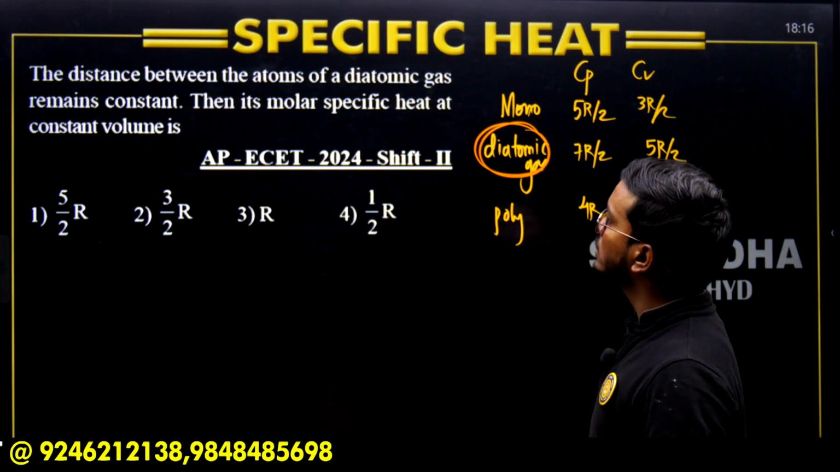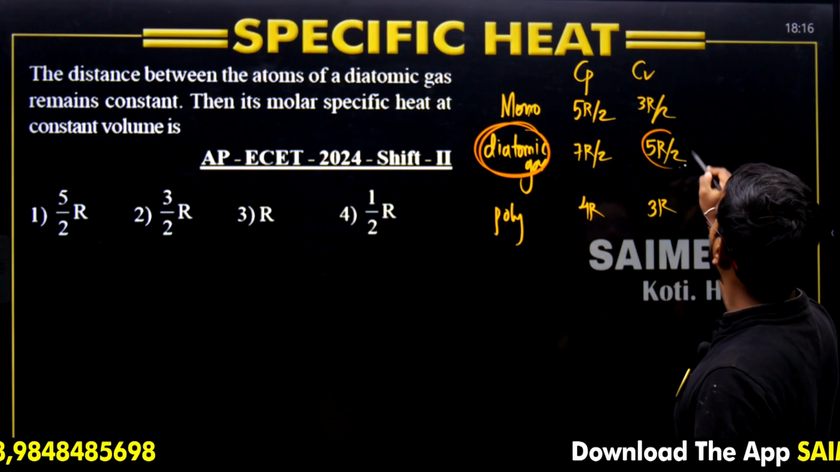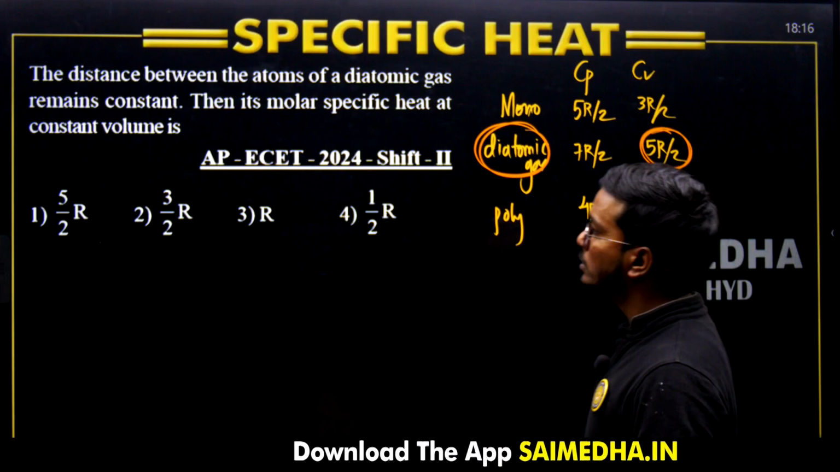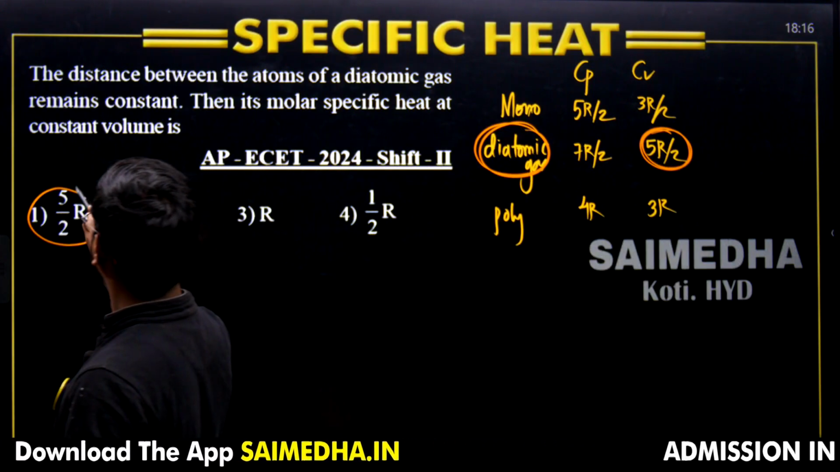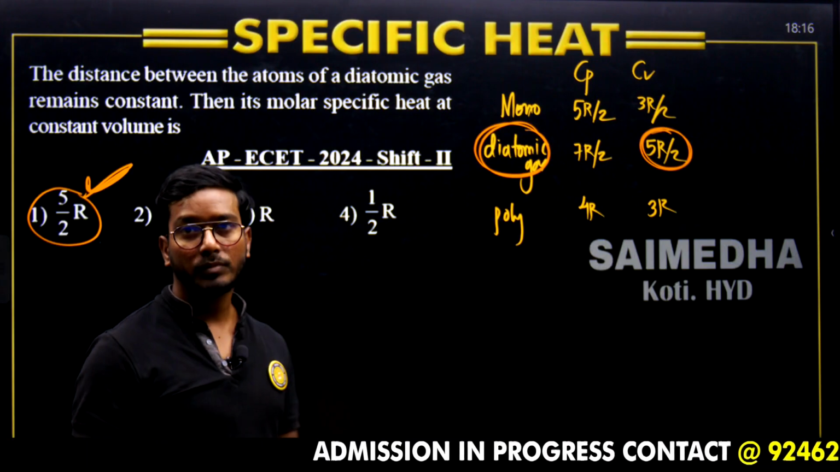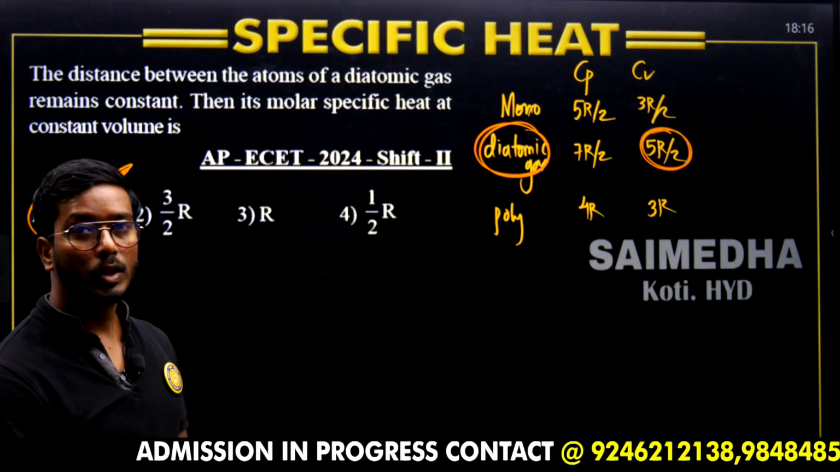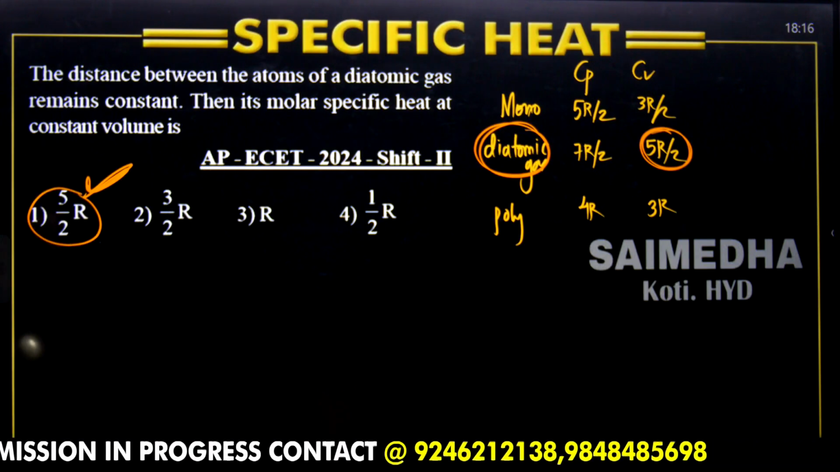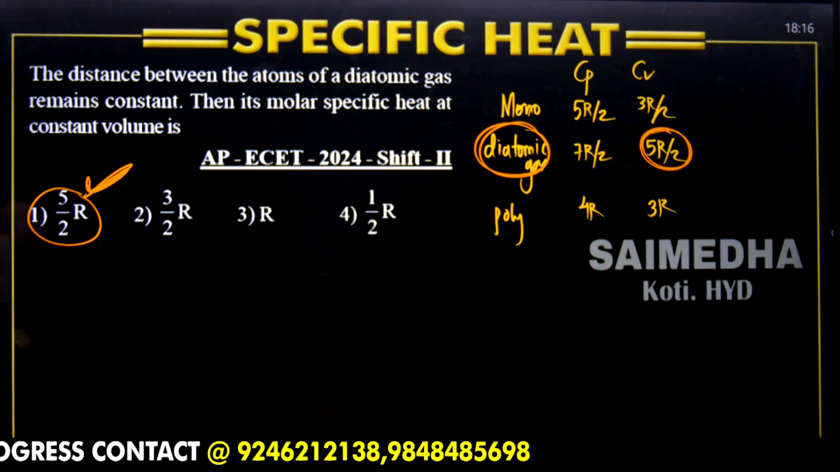Diatomic gas, and it is asking about constant volume Cv. So what is the correct answer for this question going to be? 5R by 2. You see how many times the question is appearing from that very table that we discussed in question number 1. Make sure you memorize that table now. Moving on to the next question.